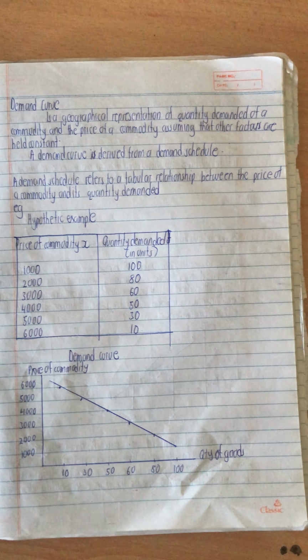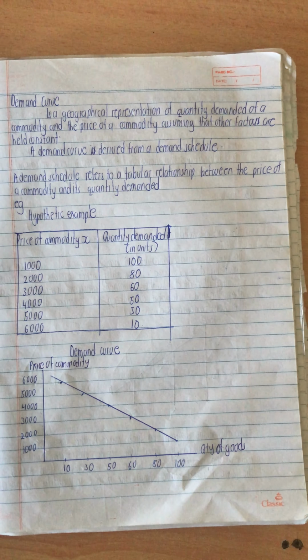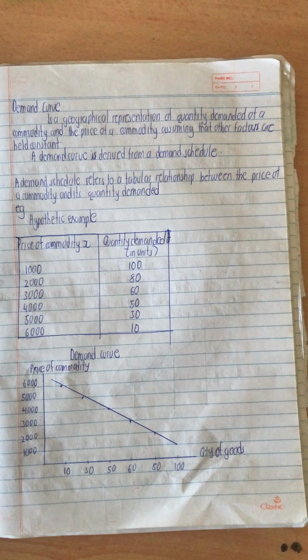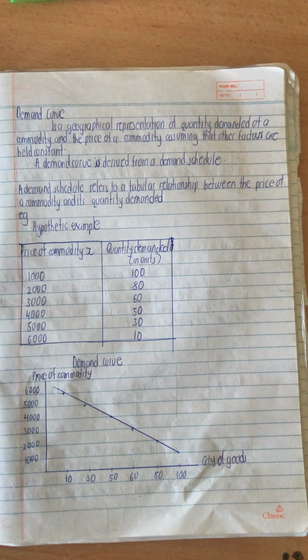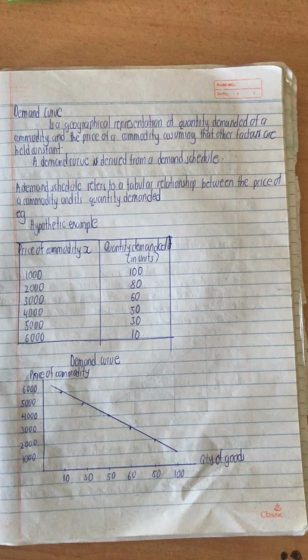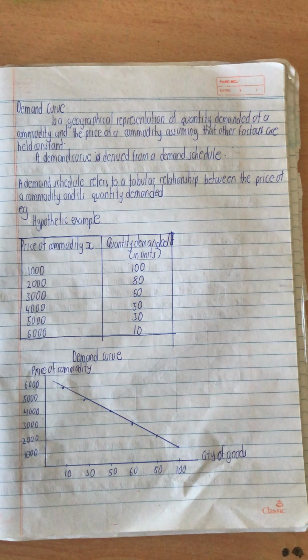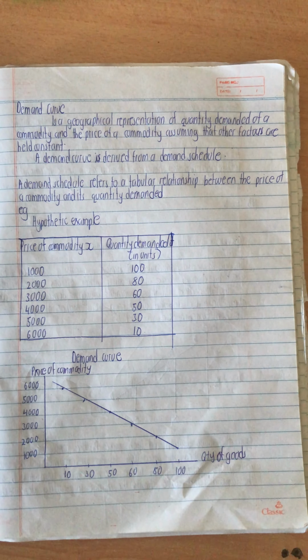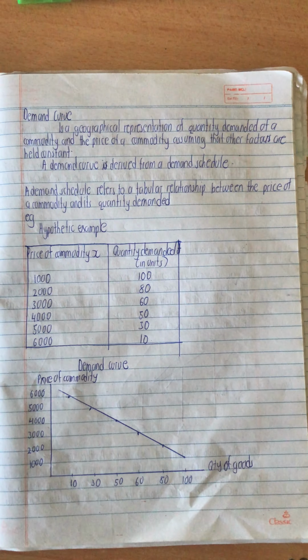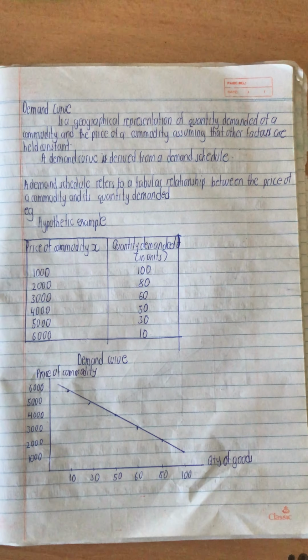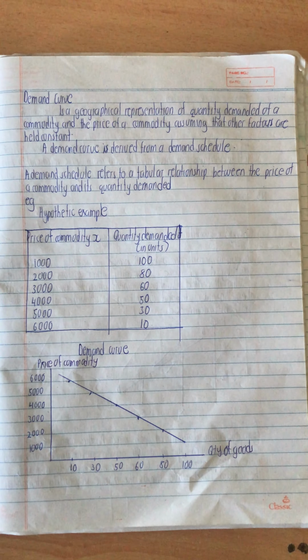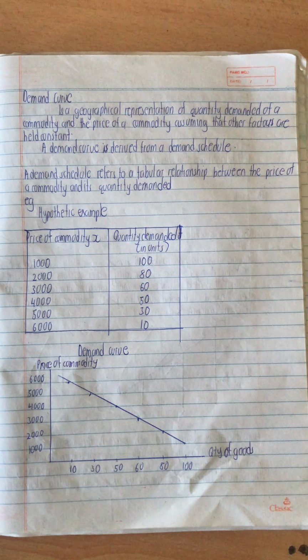The demand curve is a graphical representation of the quantity demanded of a commodity and the price of that commodity, assuming that the other factors are held constant. A demand curve is derived from a demand schedule. A demand schedule refers to a tabular relationship between the price of a commodity and its quantity demanded.